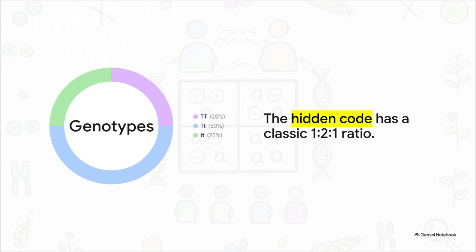Think about it in terms of probability. For every child these parents might have, there's a 25% chance of being TT, a 50% chance of being Tt, and a 25% chance of being tt. This right here is the hidden code ratio.